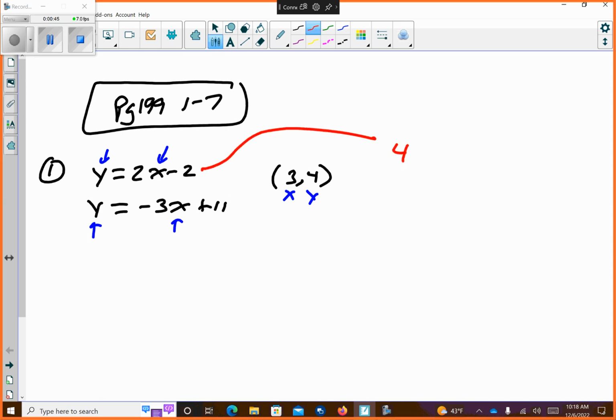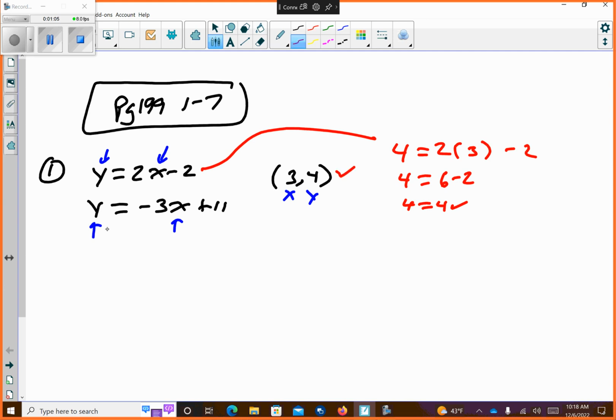So I'm going to get 4 equals 2 times 3 minus 2. The 4 and the 3 were where y and x used to be. Do the arithmetic. And then I'm going to get 4 equals 4. That's a true statement. So that means this works on the red.